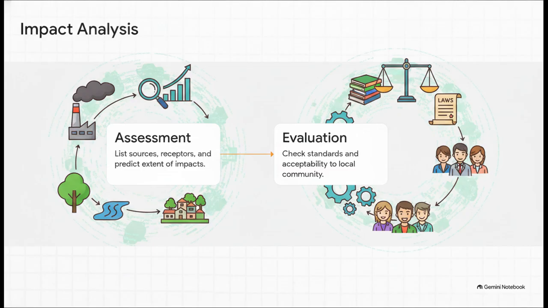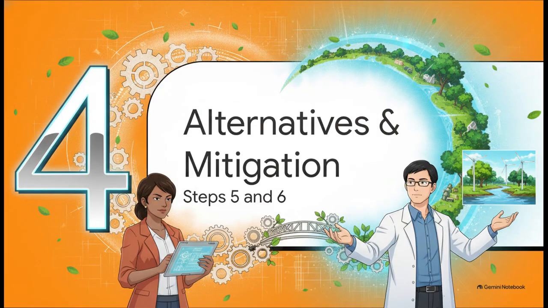This isn't based on gut feeling either. It relies strictly on regional laws, accepted scientific standards, preset criteria, and crucial check-ins regarding acceptability to the local community. Let's move to part 4, alternatives and mitigation strategies. This is the stage where engineering and environmental science collaborate to find actionable solutions.